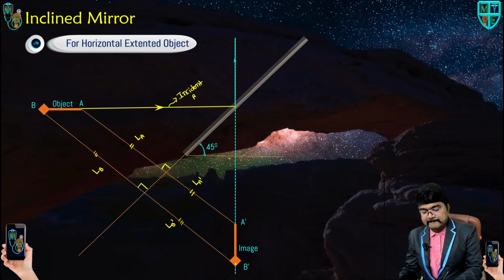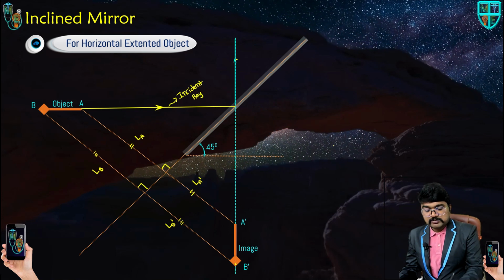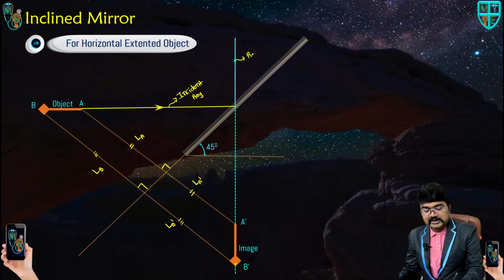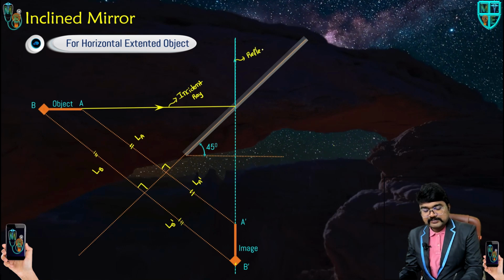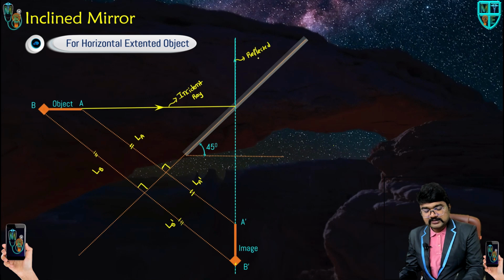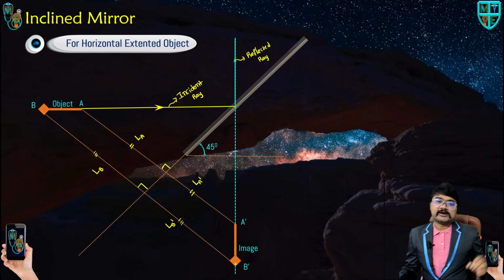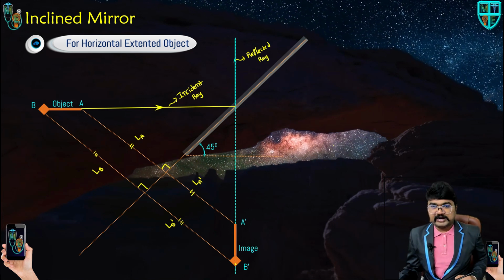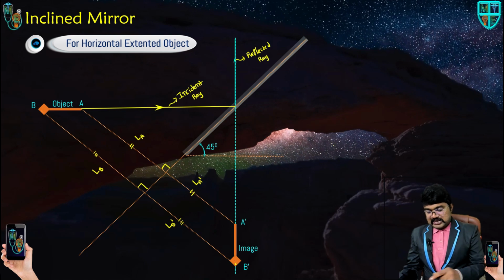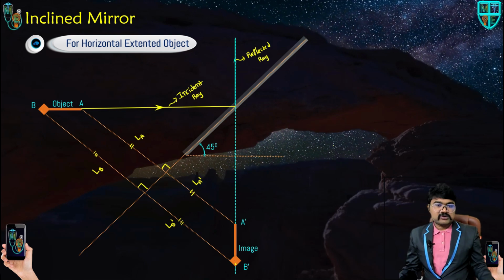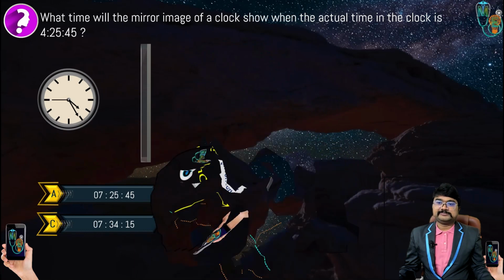Incident ray. This would be the reflected ray. Understood now? So angle LA equals LA dash and LB equals LB dash.